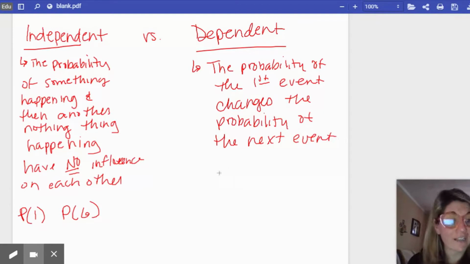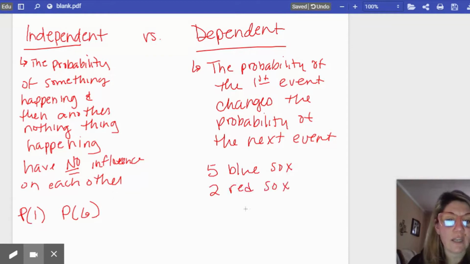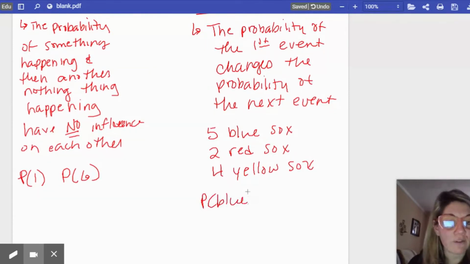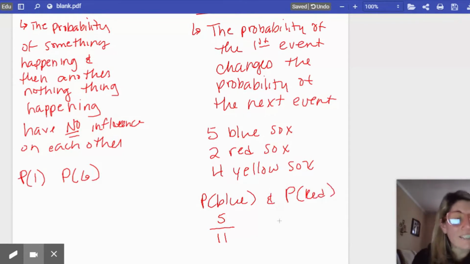If I have socks in a drawer, right, and there's 3 different colors. So let's say I have 5 blue socks, 2 red socks, and 4 yellow socks. Okay, so the probability of blue on my very first sock is there's 5 total blue socks out of 11 socks. And then the probability of red, that's going to change if I don't put the sock back. So the probability is 5 out of 11.